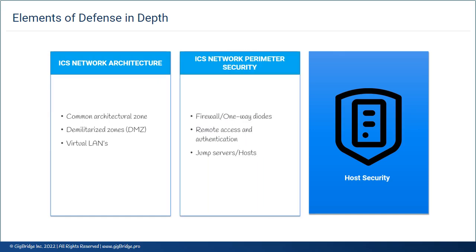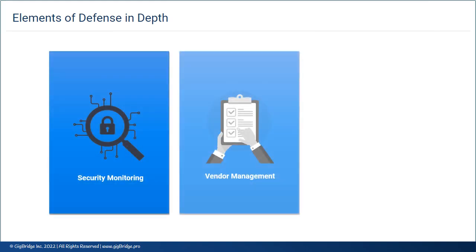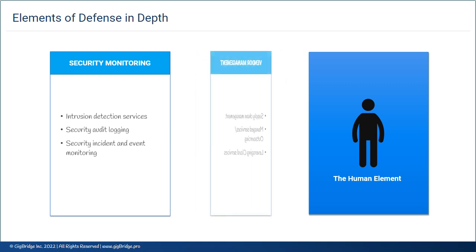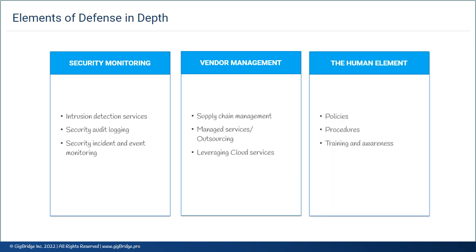ICS Network Perimeter Security. Firewall or one-way diodes, remote access and authentication, and jump servers or hosts. Host Security. Patch and Vulnerability Management, field devices, and virtual machines. Security Monitoring. Intrusion detection services, security audit logging, and security incident and event monitoring. Vendor management. Supply chain management, managed services or outsourcing, and leveraging cloud services. The human element. Policies, procedures, and training and awareness.